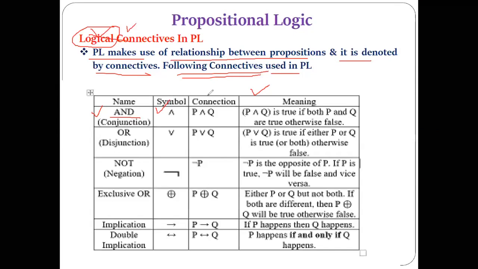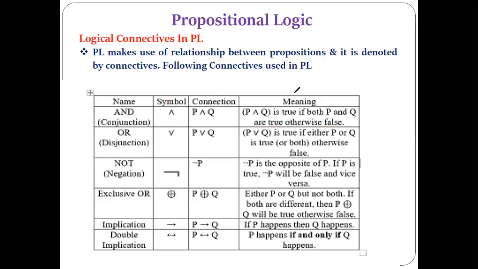Yes, sir. Now, if you want to denote the relationship using this connective, then that relationship can be shown like this: P and Q. Here P is one propositional symbol, yes, and Q is another propositional symbol, correct? Yes, sir. And what exactly does it mean? Here I have shown the meaning also. Now P and Q is true if both P and Q are true, otherwise it is false. Understood?